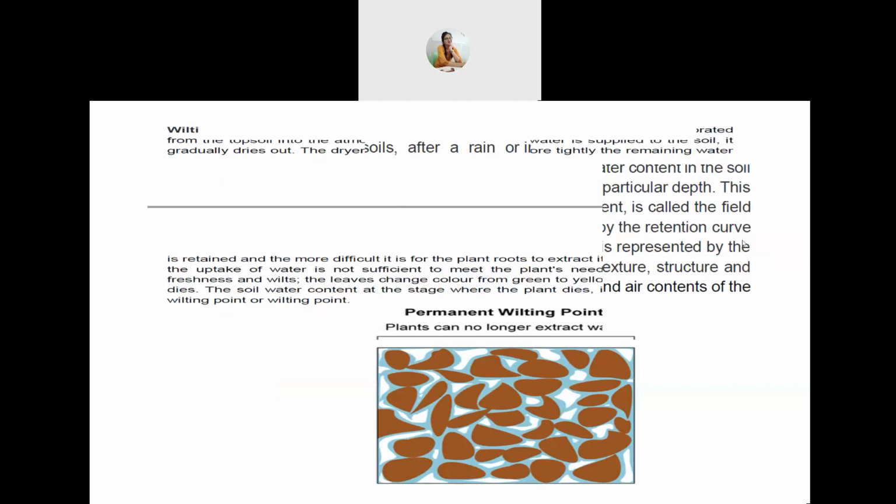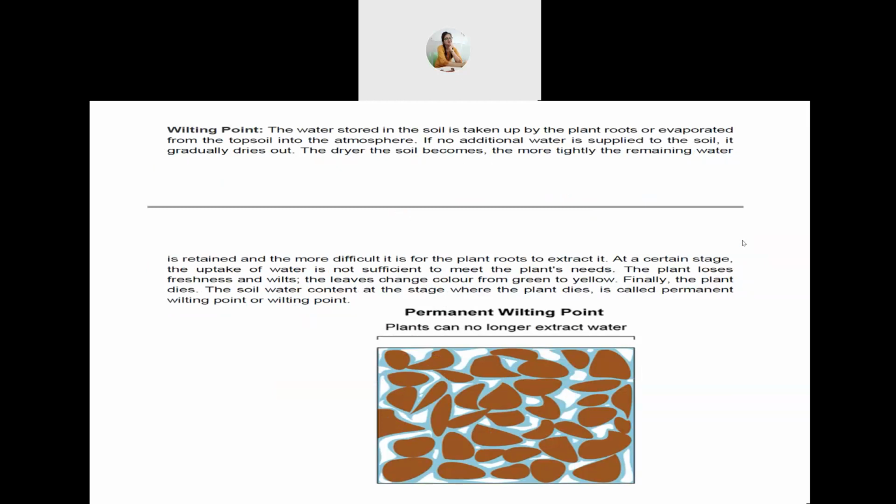Wilting point. The water stored in the soil is taken up by the plant roots or evaporated from the topsoil into the atmosphere. If no additional water is supplied to the soil, it gradually dries out. The drier the soil becomes, the more tightly the remaining water is retained, and the more difficult it is for the plant roots to extract it. At a certain stage, the uptake of water is not sufficient to meet the plant's needs.